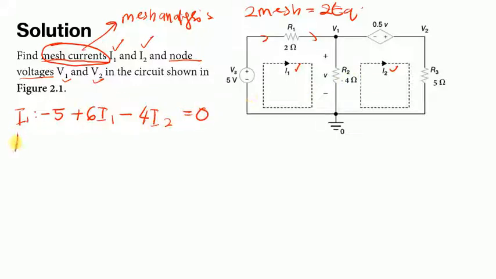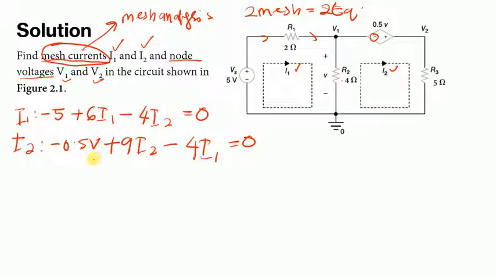Then take a look at the I2 mesh. If you start from here, the sign is negative, so negative 0.5 V, plus 5 plus 4, which is 9 I2, and minus the outer loop, minus 4 I1, equal to 0. So you have these two equations.